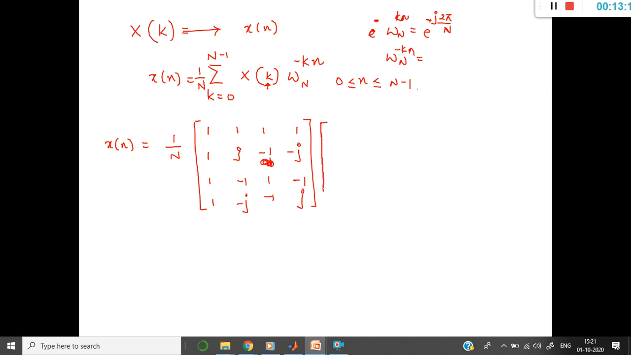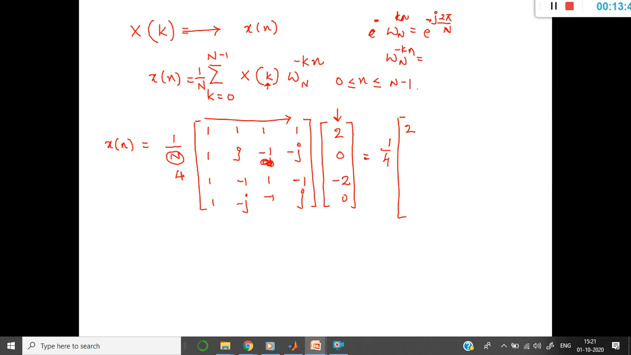Now the input sequence is X of k. What was the value of X of k? It was 2, if I'm not wrong. It is 2, 0, minus 2 and 0, right? So again try to multiply the input sequence with the matrix, then try to find out the value here. So the value of N is supposed to be 4-point DFT. So that is 1 by 4 as it is. Now go for multiplication.